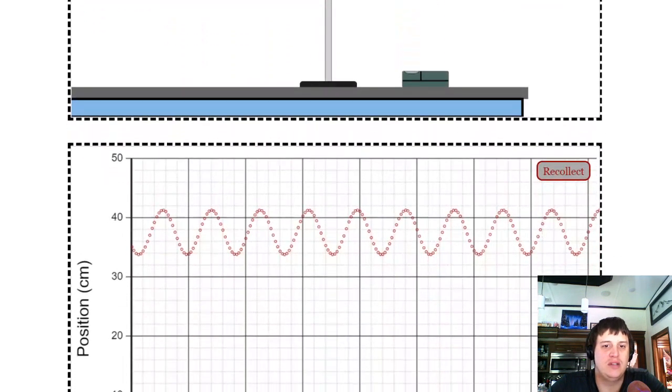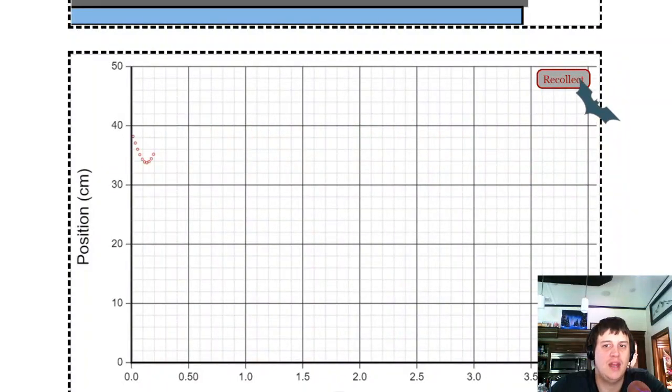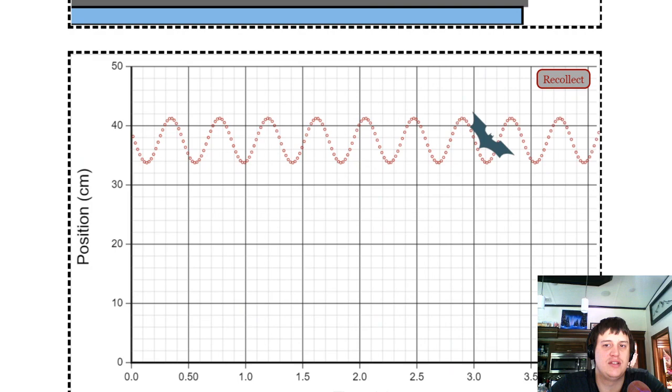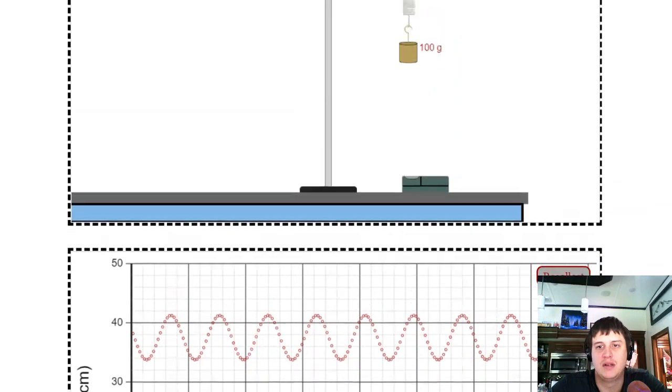You can visualize it a little easier on the graph here, a position-time graph. I can recollect it, and you can see that as the spring bounces up and down, so is the sensor seeing it as it moves away from it and towards it. You see it starts around 40, gets closer, then farther, closer, farther, closer, farther from that little green sensor, which is what it's reading from.